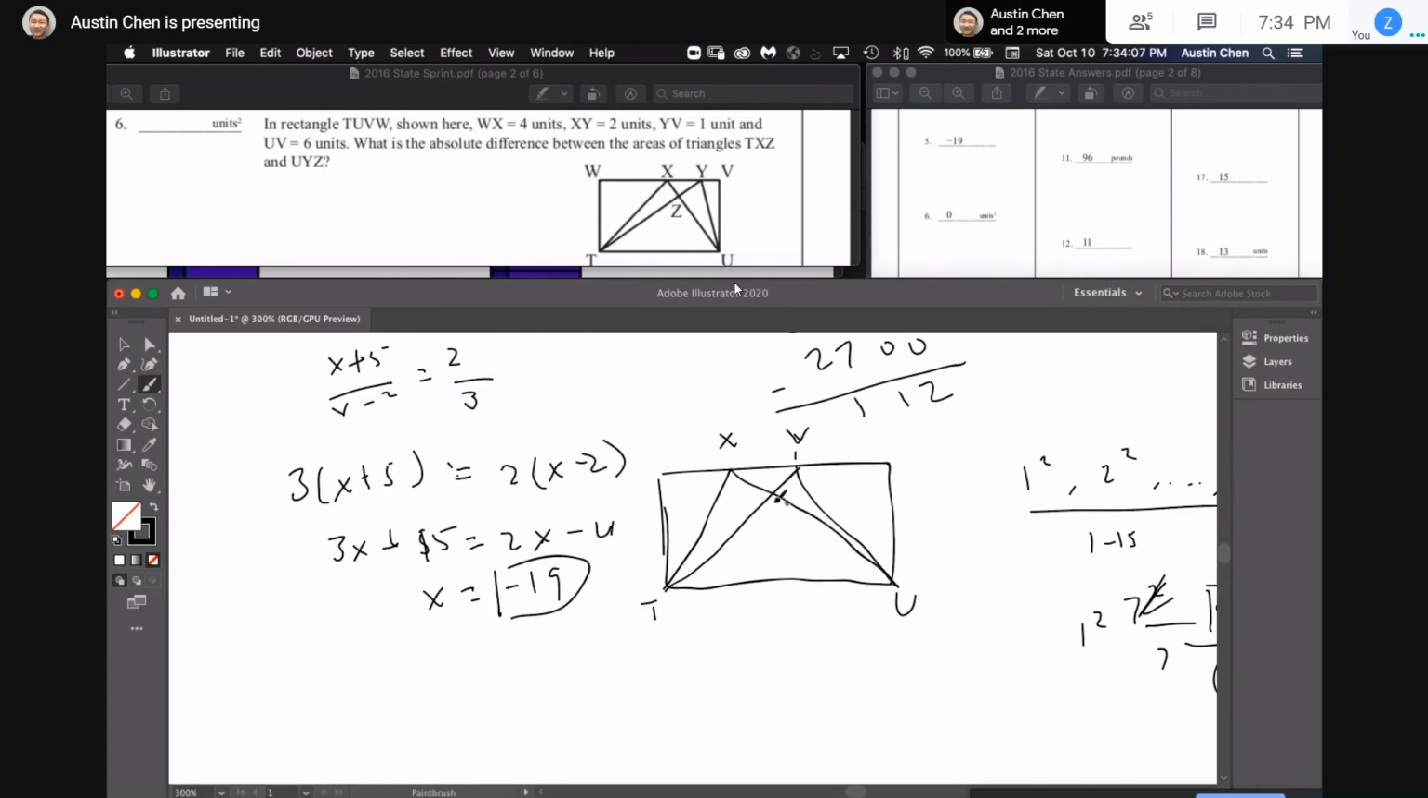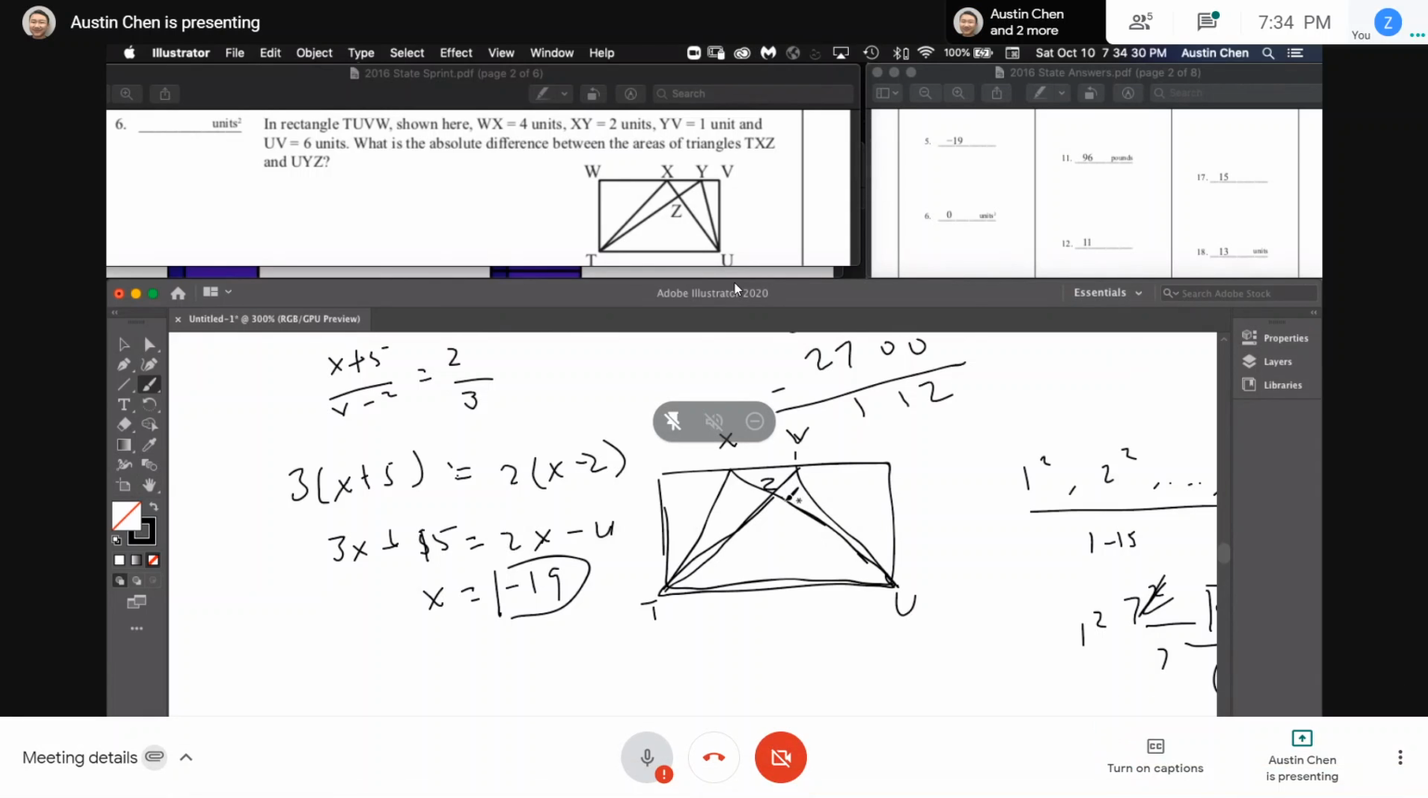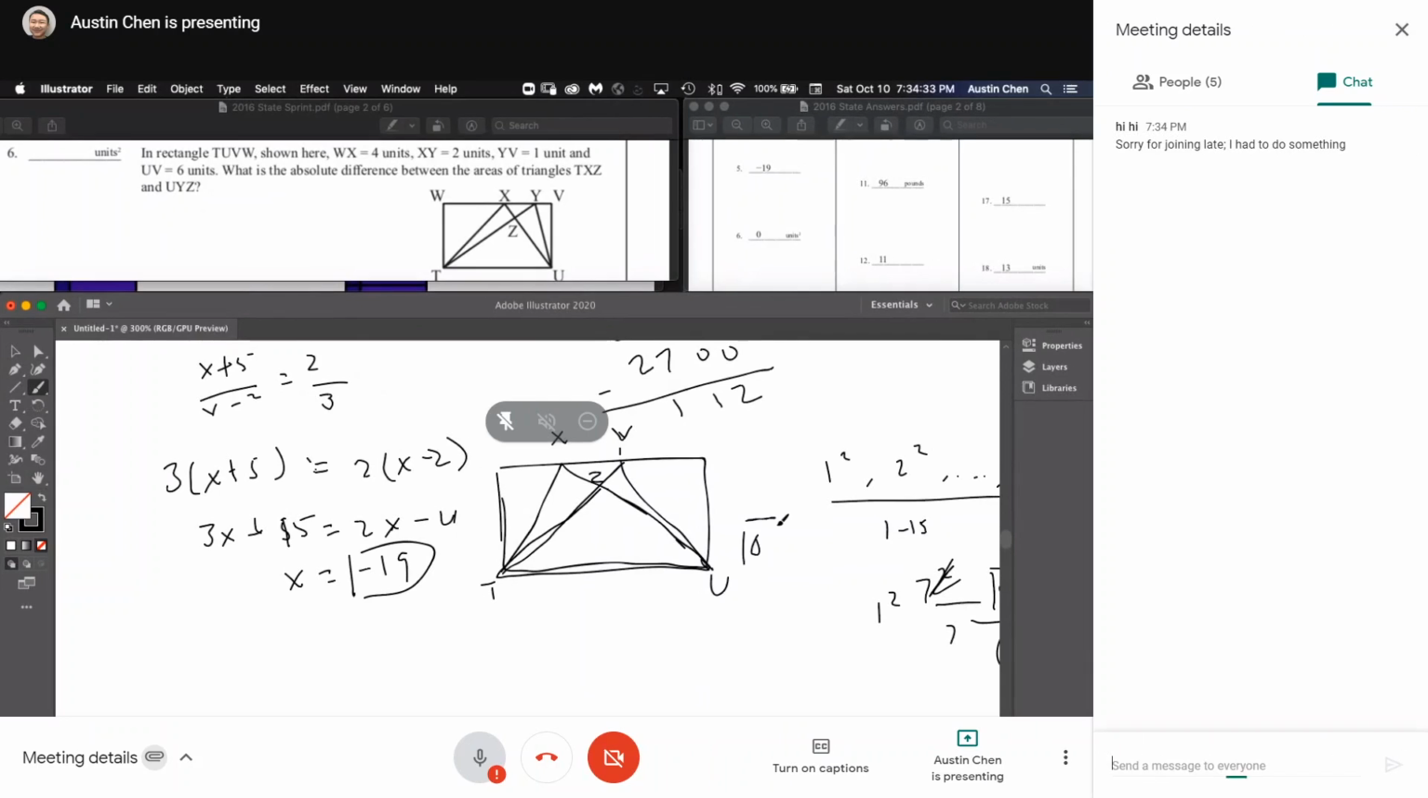Okay, if these have the same area and we subtract this same area from both of them, TUZ, the remaining parts are going to have the same area. And that's just the triangles that we have, right? We're looking for the absolute difference between the areas, right? And if they're the same area, then the absolute value of the difference is just 0. So that's your answer.